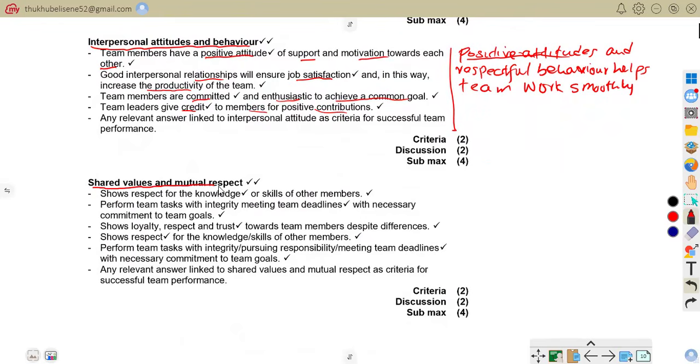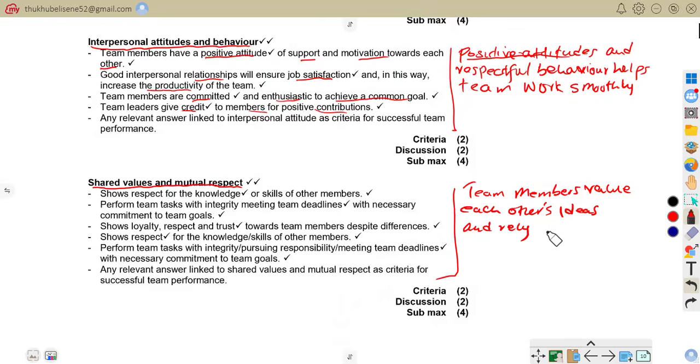Shared values and mutual respect. So with this one, we are talking about team members valuing each other, valuing others' ideas, and relying on one another.